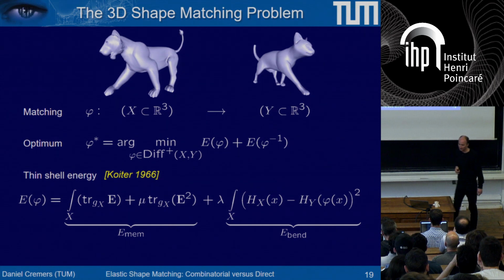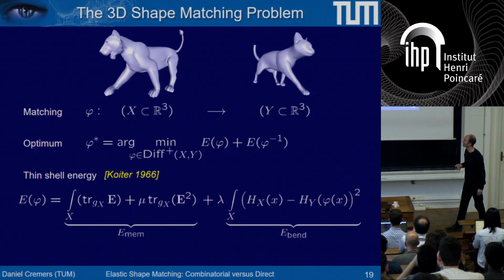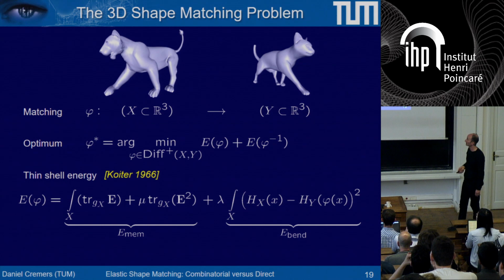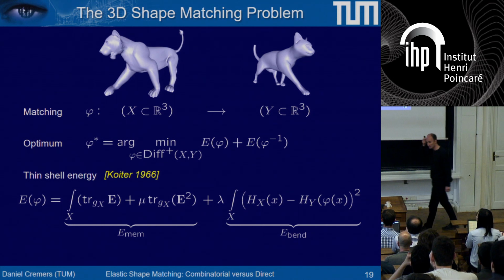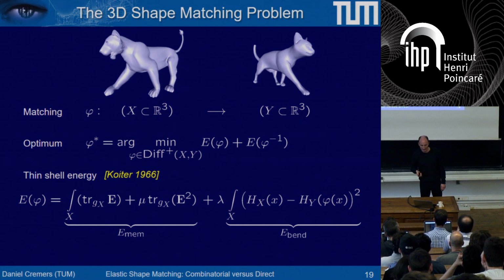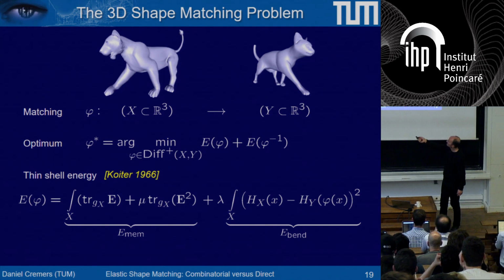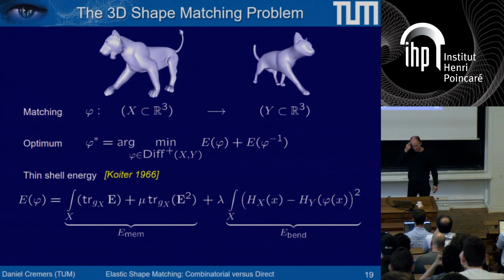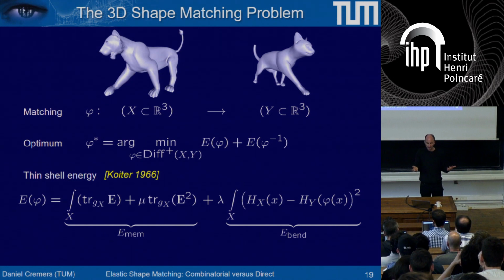Here is the specific cost we use, as I said, inspired by the works of Martin Rumpf and collaborators. It's the so-called thin shell energy that was developed in the elasticity theory in the 60s. There are many papers on this. The cost has two components. It looks a little bit complicated if you don't work in this area, possibly, but it's actually not difficult. There are two components. One is the so-called membrane cost, and one is a bending cost.